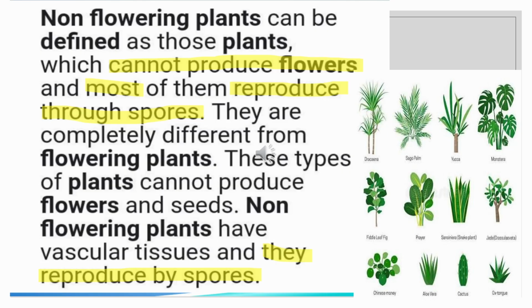The previous slide was about flowering plants. So how about the reproduction of non-flowering plants? Now, let me be clear that non-flowering plants can be defined as plants which cannot produce flowers. So, most of them reproduce through spores. They are completely different from flowering plants. Non-flowering plants cannot produce flowers and seeds. So they reproduce by spores.